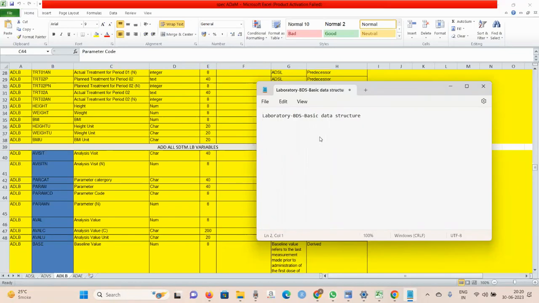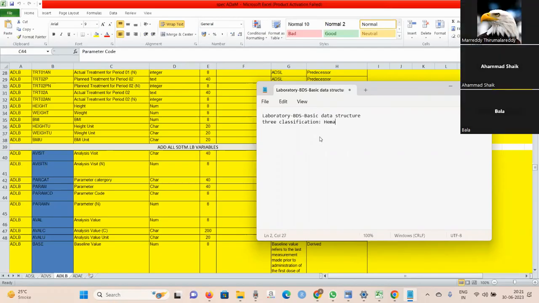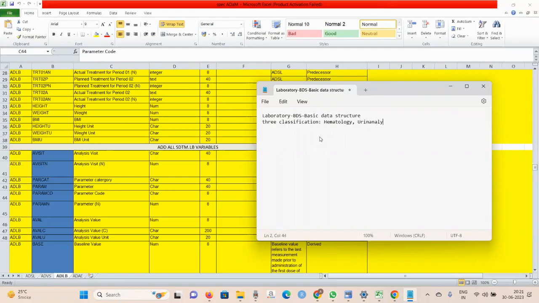The main thing here in the laboratory is that you will have three classifications. First one is hematology, which is related to the blood, then urine analysis, then the chemistry, the biochemistry. In the laboratory, we discussed at the SDTM level that it's not coming from the CRF. The results come directly from the lab or from another source.